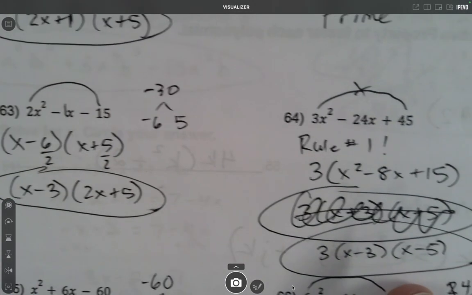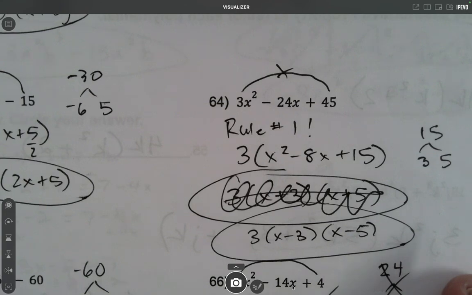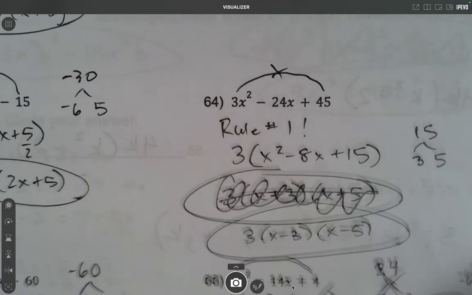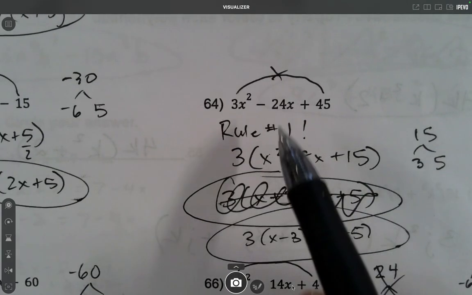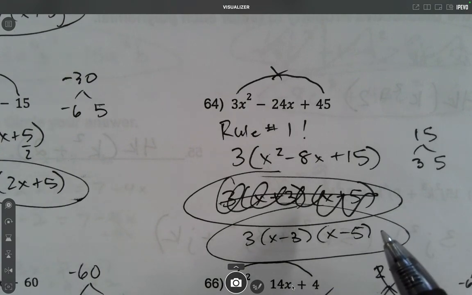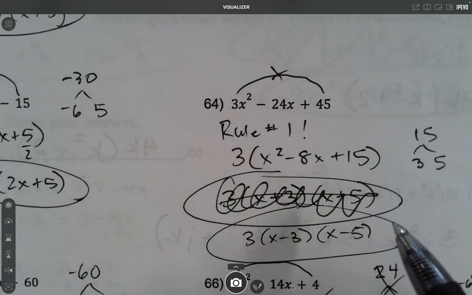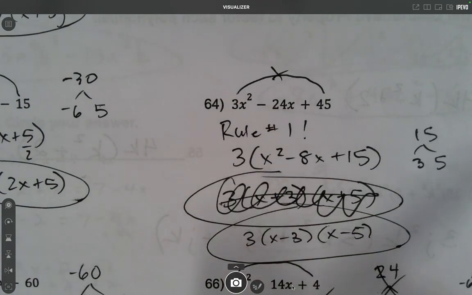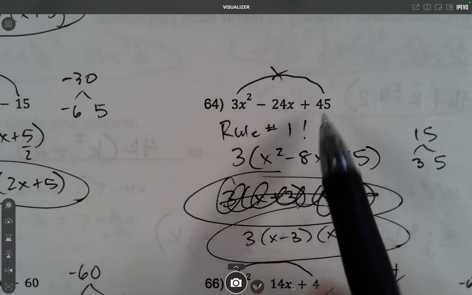So I'll admit, the first time I started to do number 64, I did it wrong, because I forgot rule number 1 of factoring. So I started by saying, all right, I'll do 3 times 45 and then figure out what will add up to negative 24. It's like, no, you have to look first. I didn't look on the others, but it also didn't apply on the others. Is there any number that evenly goes into all the terms? Well, yeah, there is. These are all divisible by 3.